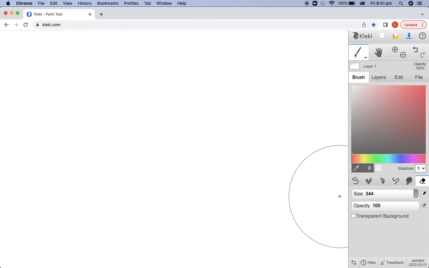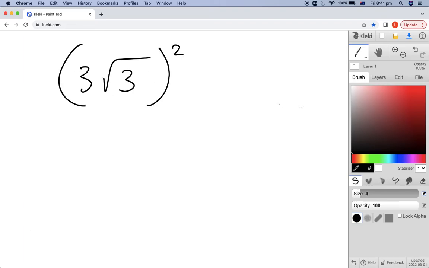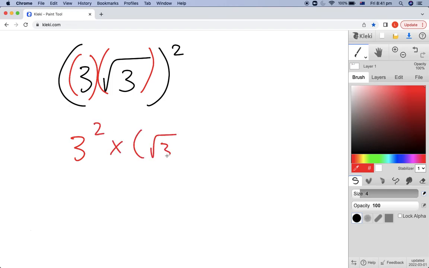Cool. Now, if you have something like 3 square root 3 whole squared, remember, we don't just square the surd itself, we have to square the 3 as well. So it's actually 3 squared times root 3 squared, which is equal to 9 times 3, which is equal to 27. Perfect. Good.